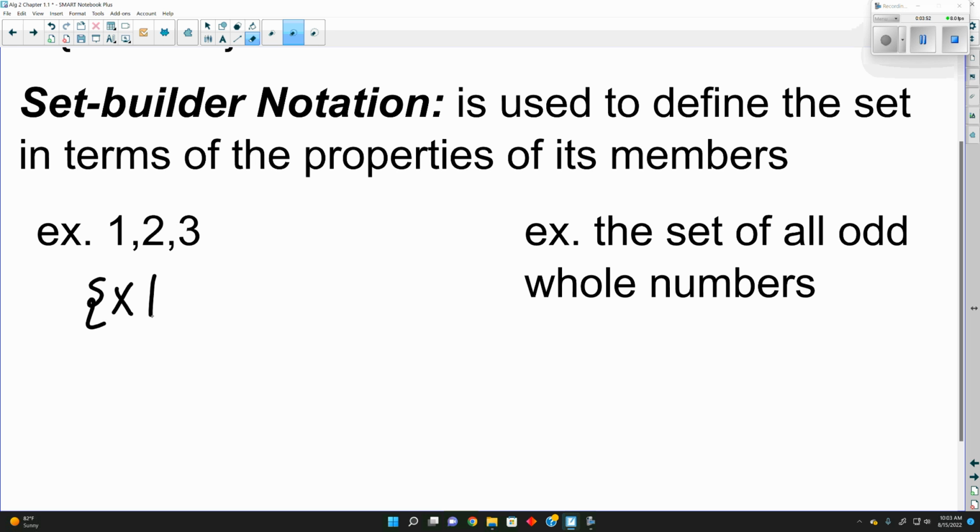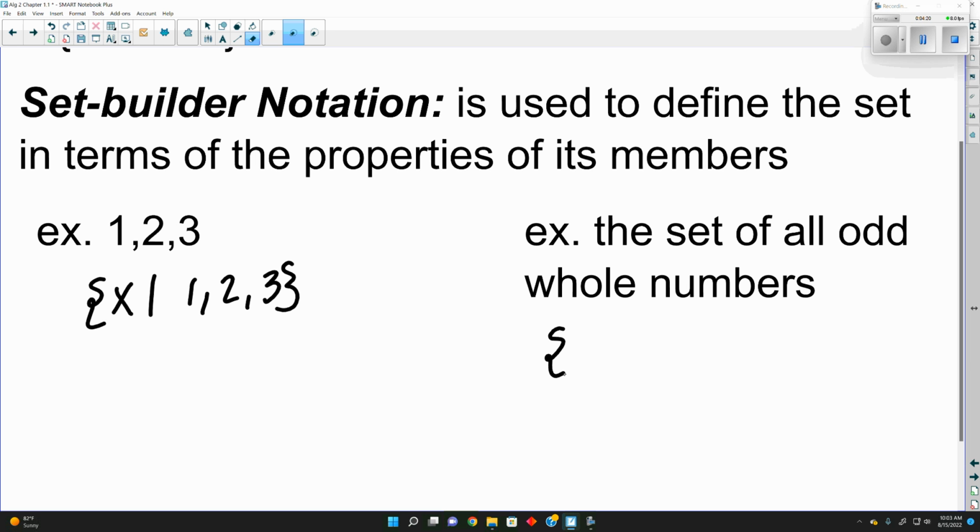The first part, our bracket x, is really stating the set of all real numbers x such that x is 1, 2, 3. And that would be set builder notation. Now, it's probably not technically right because realistically we would just have left it as parentheses 1, 2, 3 because that's the whole set. That's all we have.